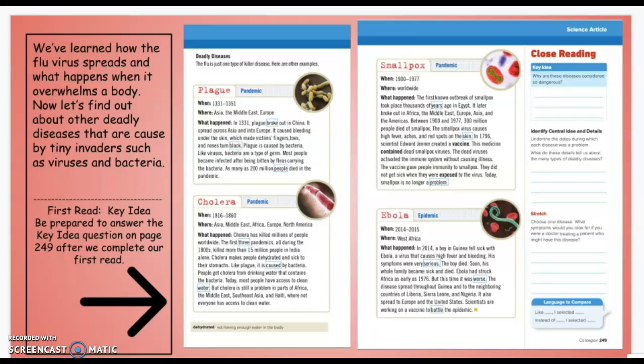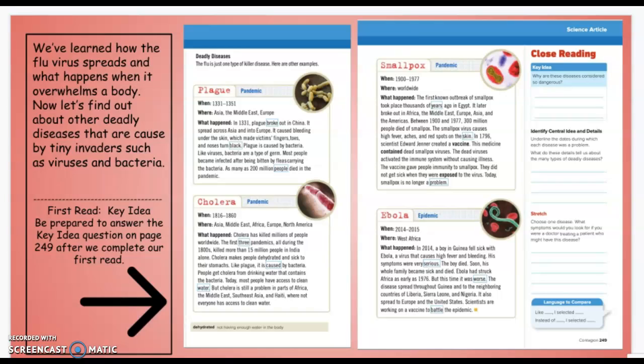Top of page 249. Smallpox. And smallpox, that was a pandemic. When? 1900 to 1977. Where? Worldwide. What happened? The first known outbreak of smallpox took place thousands of years ago in Egypt. It later broke out in Africa, the Middle East, Europe, Asia, and the Americas. Between 1900 and 1977, 300 million people died of smallpox.